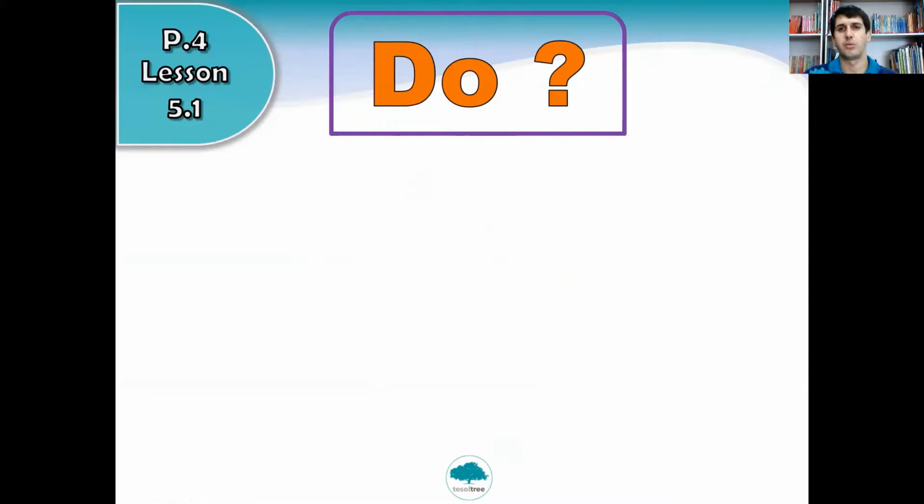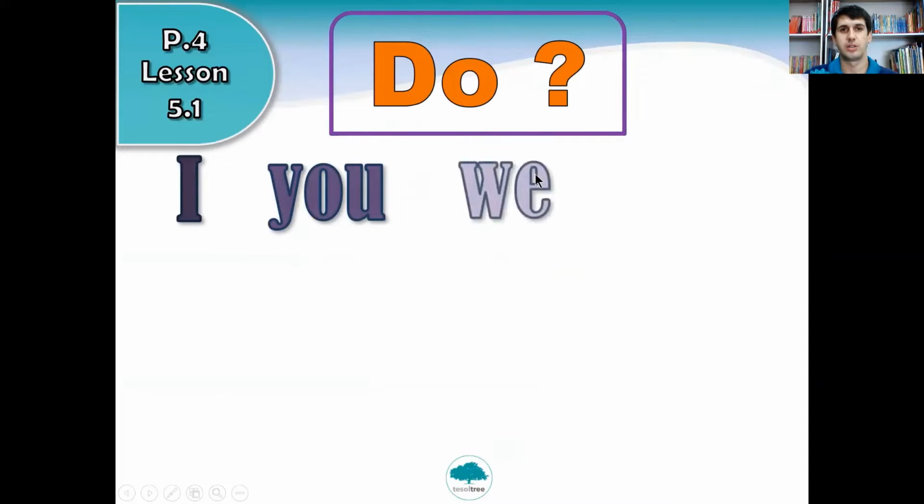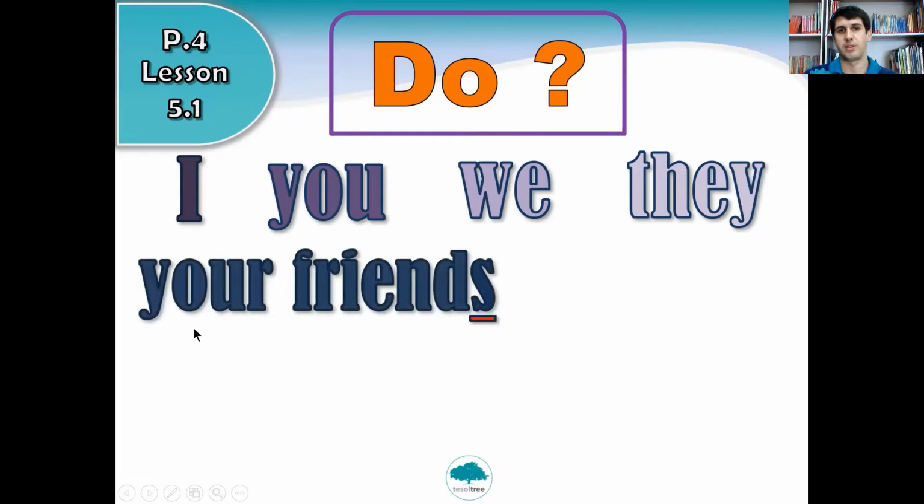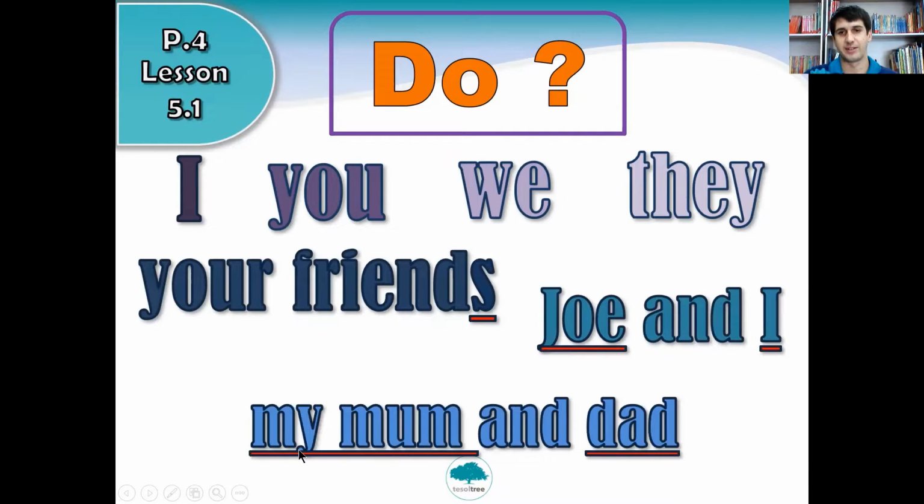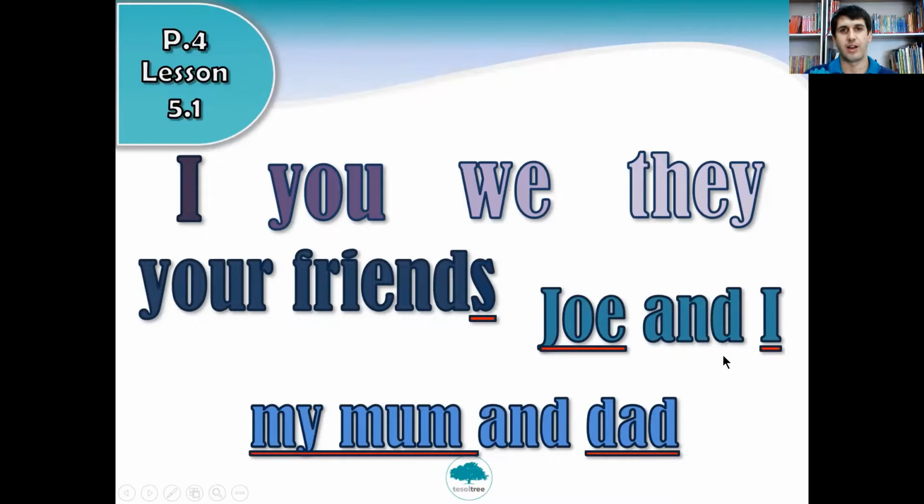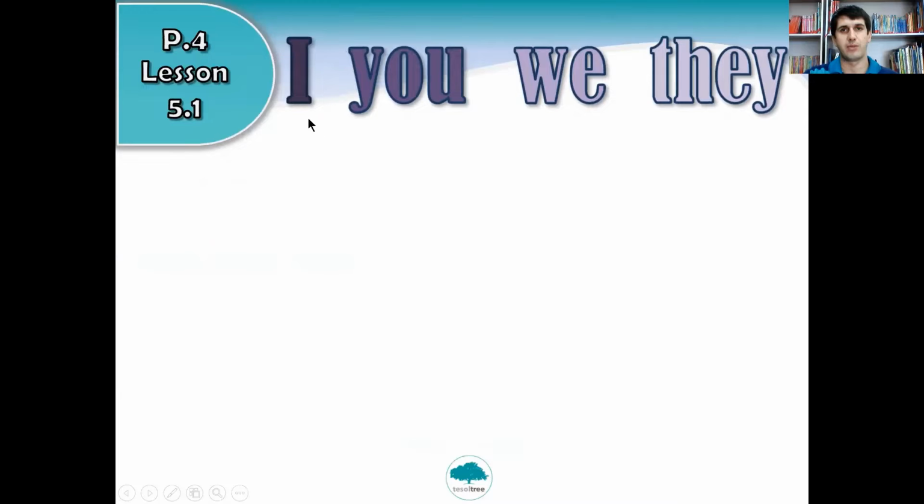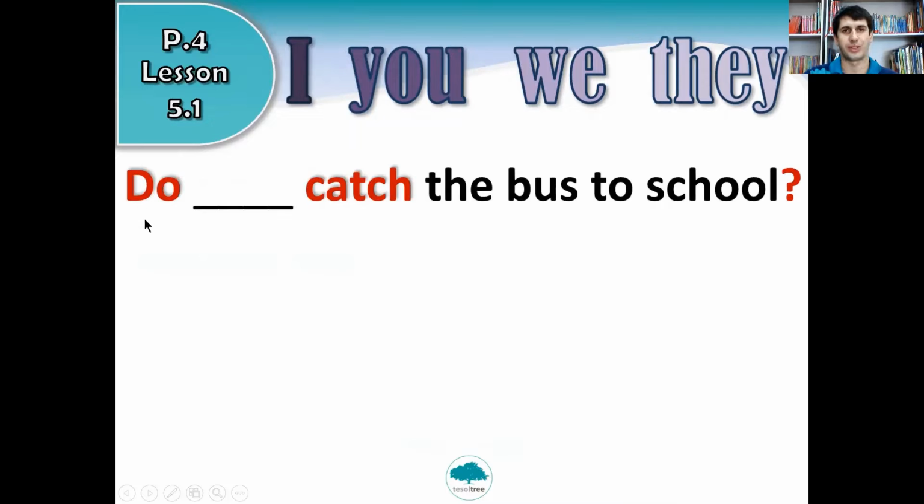Now, what pronouns do we use this word with? I, you, we, they. Or we can also use it with more than one, so your friends, more than one friend, Joe and I, two people, my mum and dad, two people. Here we have the main ones: I, you, we, they.